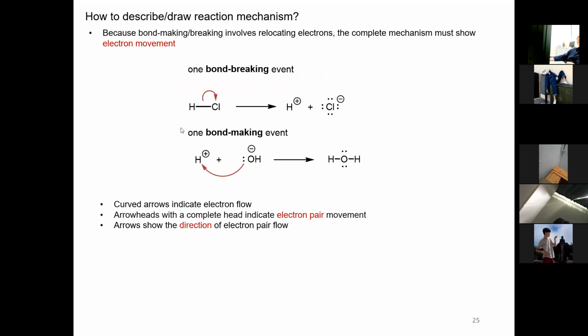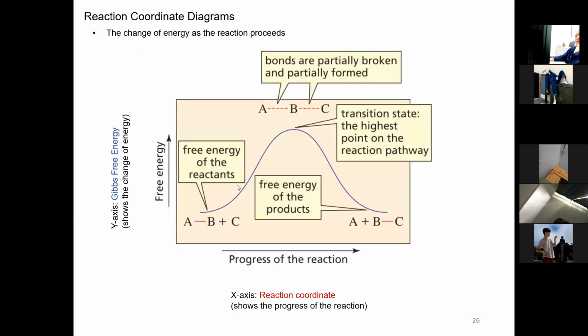And drawing a mechanism is important. There will definitely be a question asking you to draw a mechanism in the exam. I think we have practiced this several times in the class. So there are some rules: curved arrows indicate the electron flow. So you should start with a lone pair or negative charge. You cannot start from an atom, something like that.